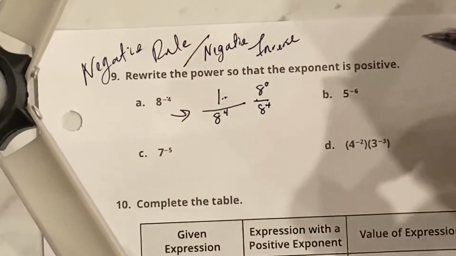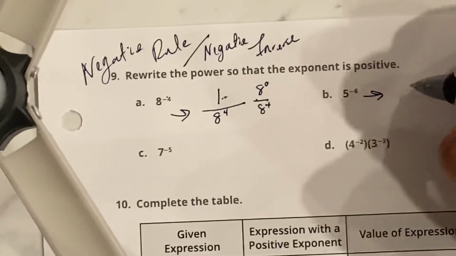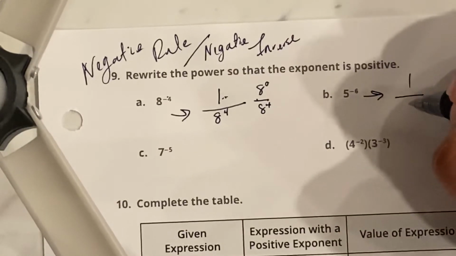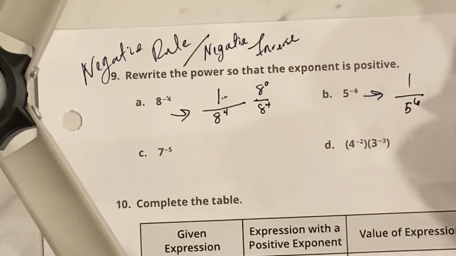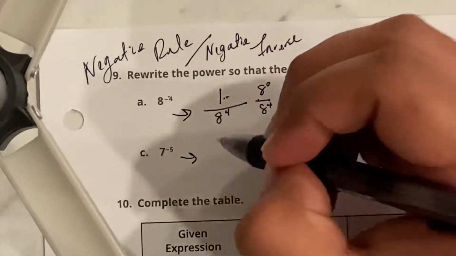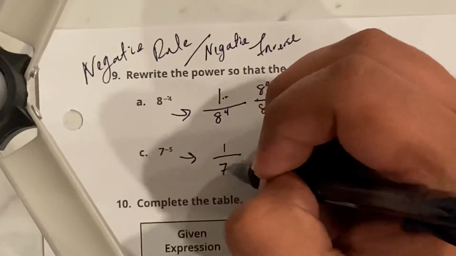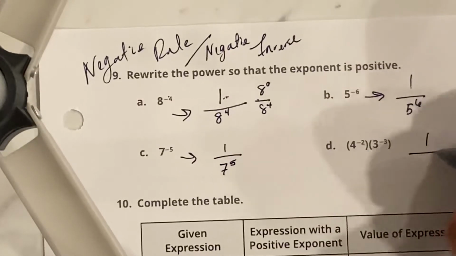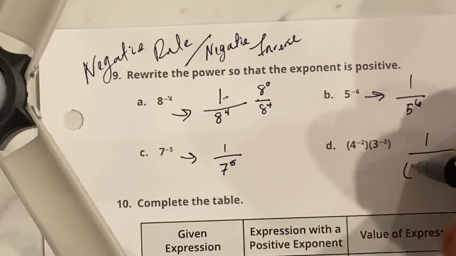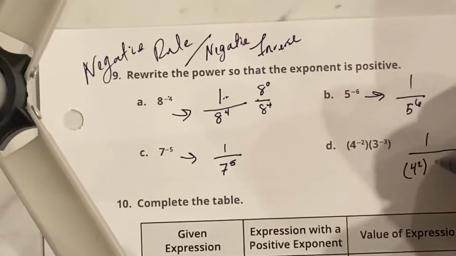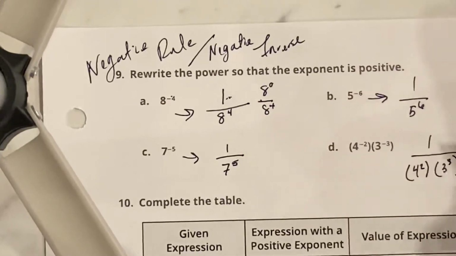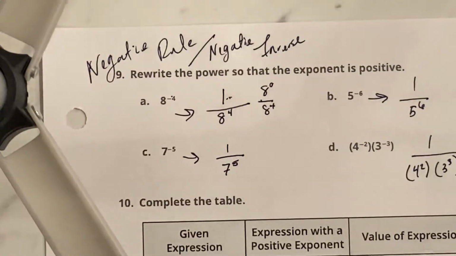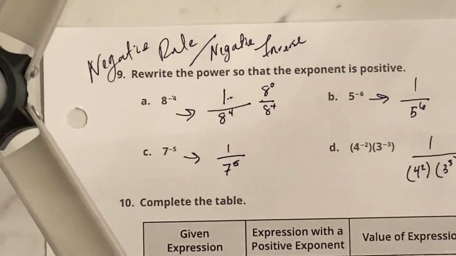Okay? Real quick. 1 over 5 to the positive 6. Real quick. 1 over 7 to the 5th. Last one. 1 over 4 to the 2. And 3 to the 3. Okay? Very quick, very straightforward.